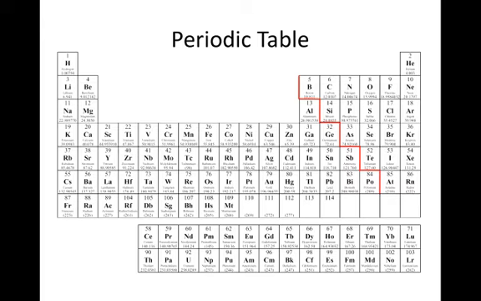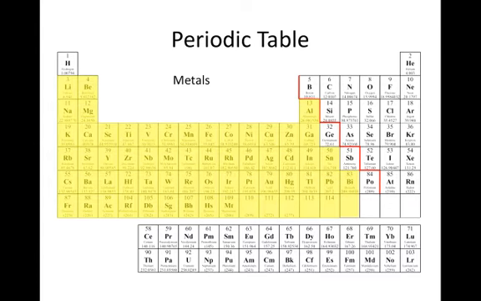This periodic table looks almost exactly the same as the other periodic table you've seen, except for the presence of the red line on the right-hand side of the table. The red line separates metals from nonmetals. To the left of the red line, we see the metals.